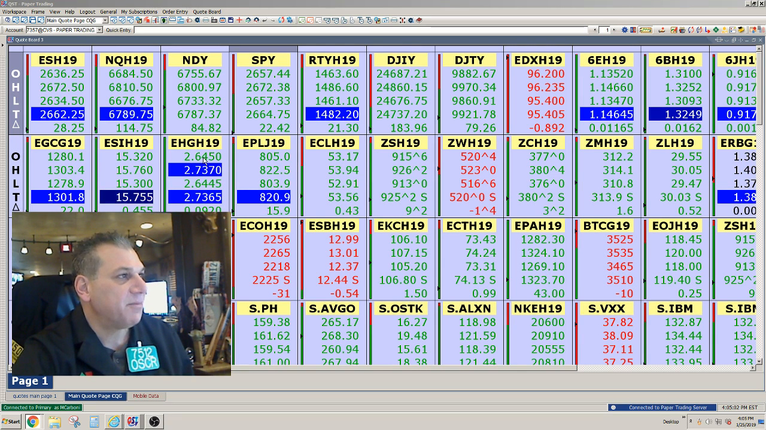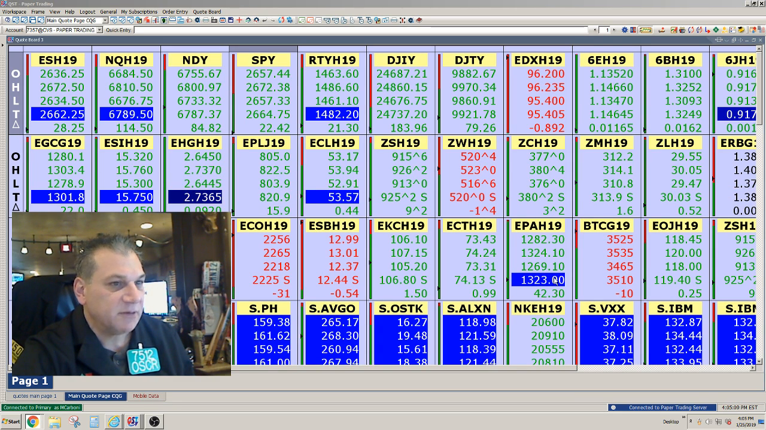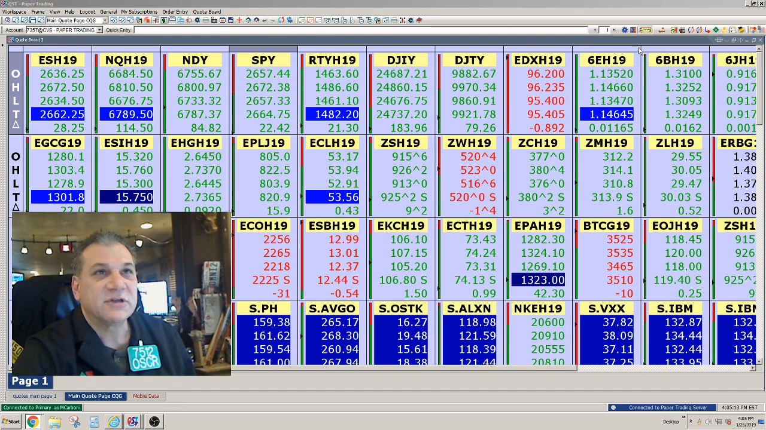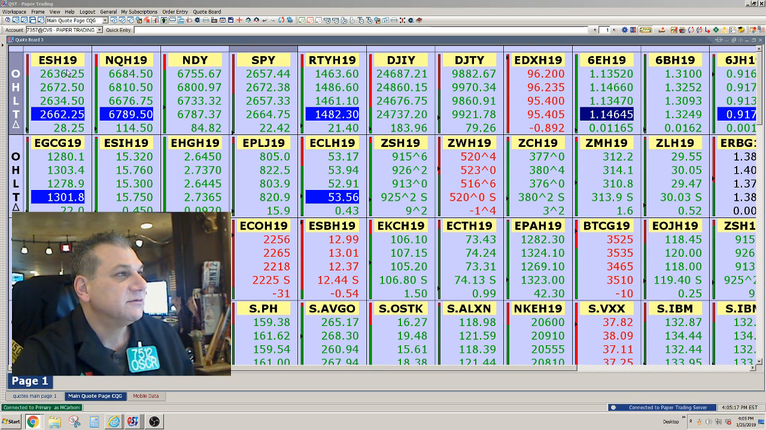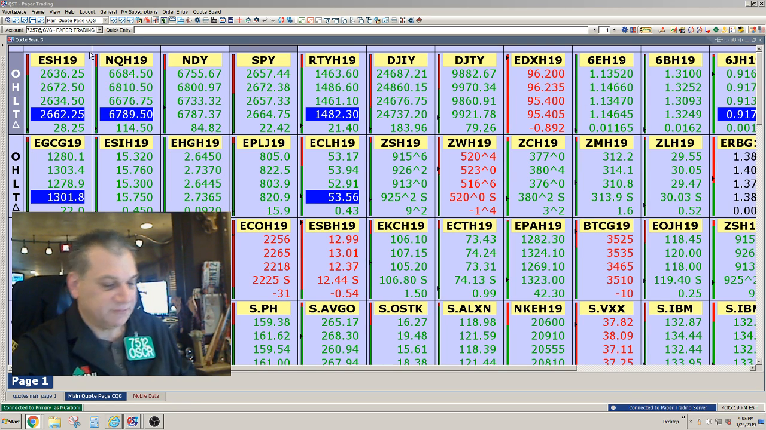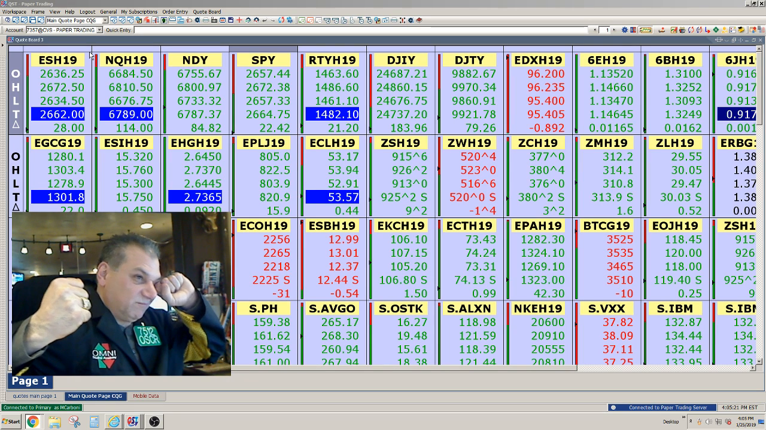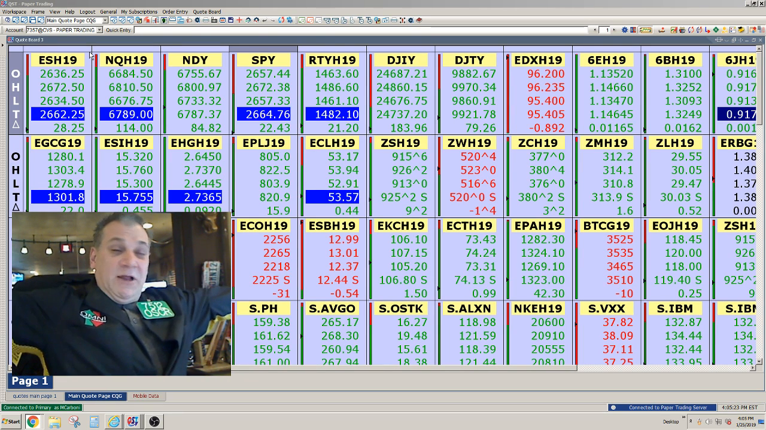New high copper, silver, platinum didn't make a new high yet. Palladium's just about there. Now it's up $42. The world is coming to an end, kids. The metals are starting to go. Not literally.